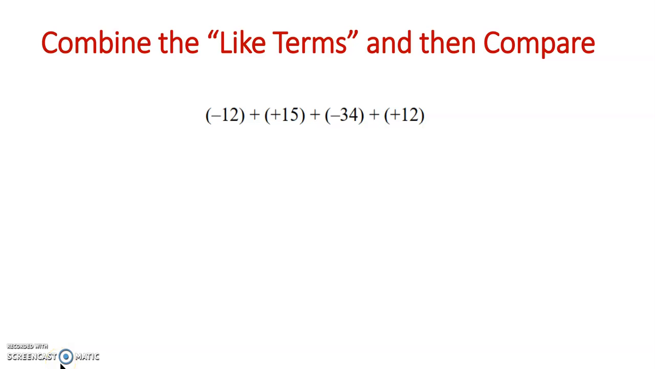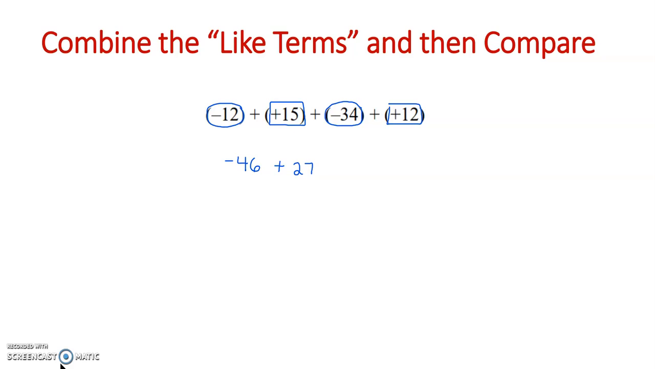When you have many addends, a good way to go about it is to combine like terms and then compare. So when we combine like terms, it means we put the negatives with the negatives and the positives with the positives. So I'm going to combine these negatives with each other, -12 plus -34. That gives a -46. And then I can put together the positives, +15 plus +12 gives a +27.